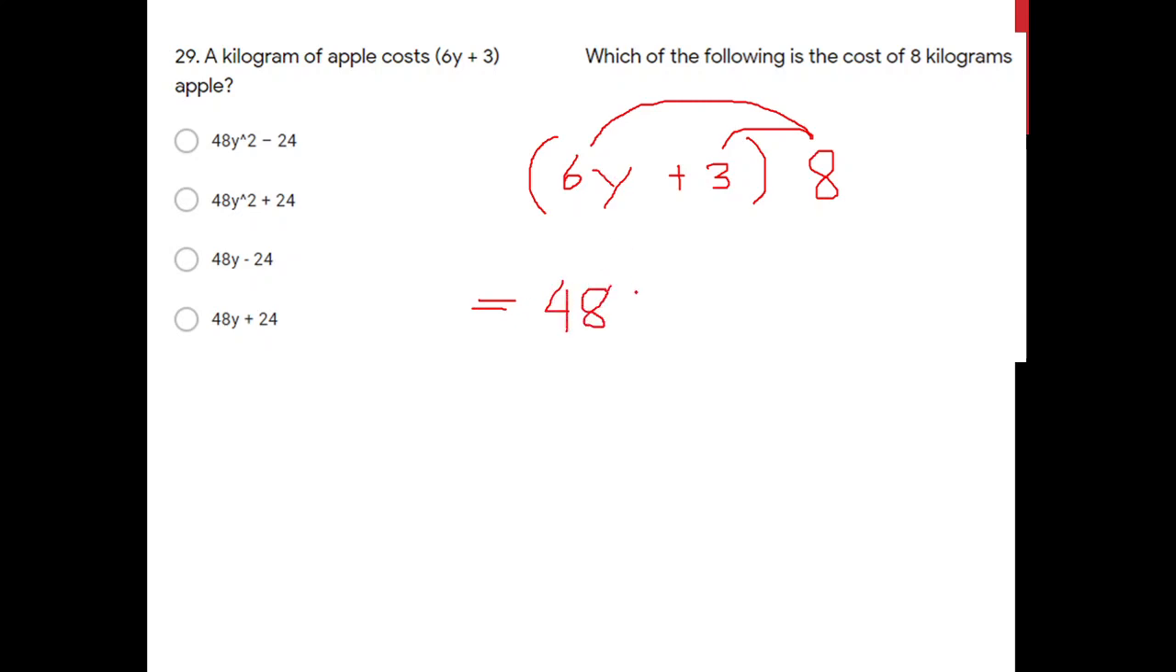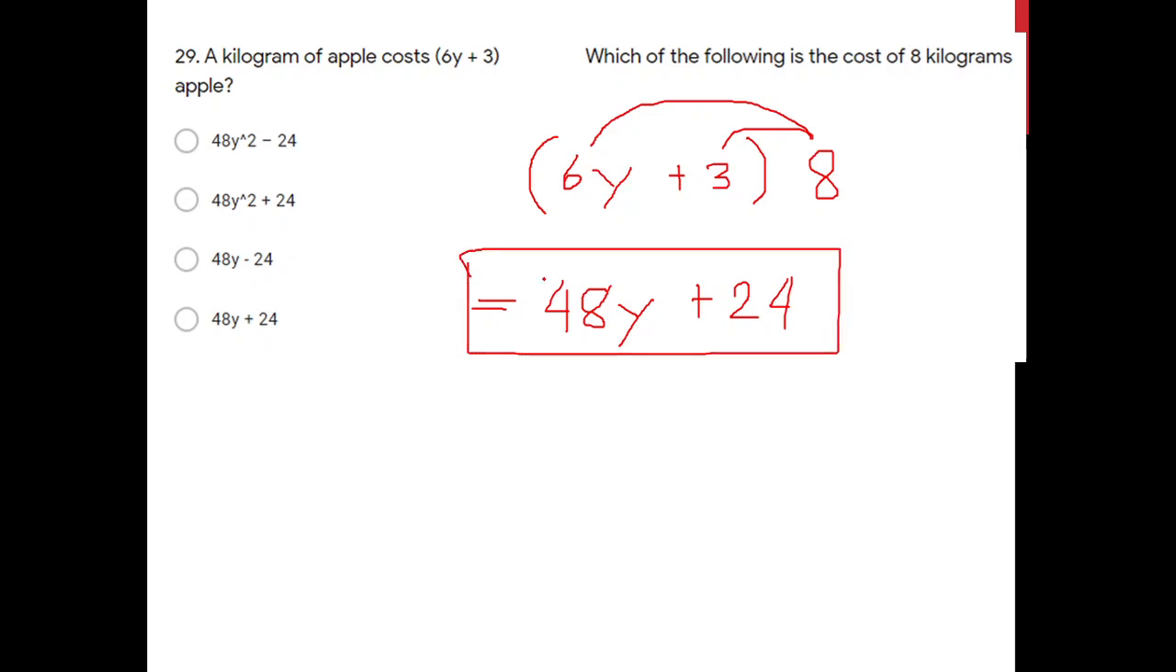And then let's just copy the variable y since it does not have any similar term here. There. 8 times positive 3 is positive 24. Now this is the cost of 8 kilograms of apples. And from here, the answer would be that one.